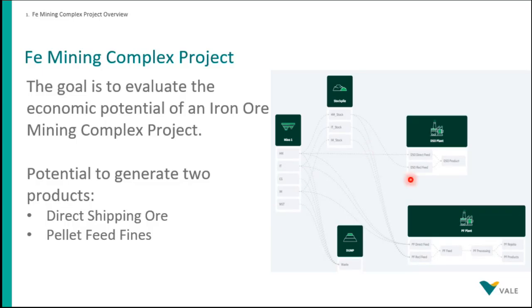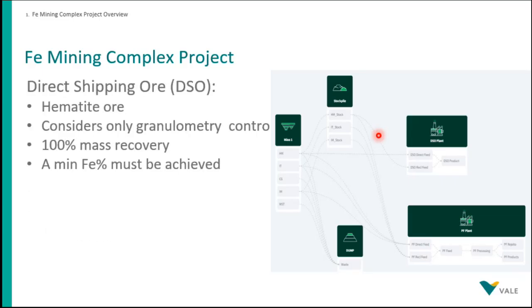So related to the complex and the facilities overall, we are dealing with one deposit. We had a possibility to stockpile material. We had one waste dump and two different processors that would generate different products. So the first product was a direct shipping ore, which is only concerned with the granulometry of the product.